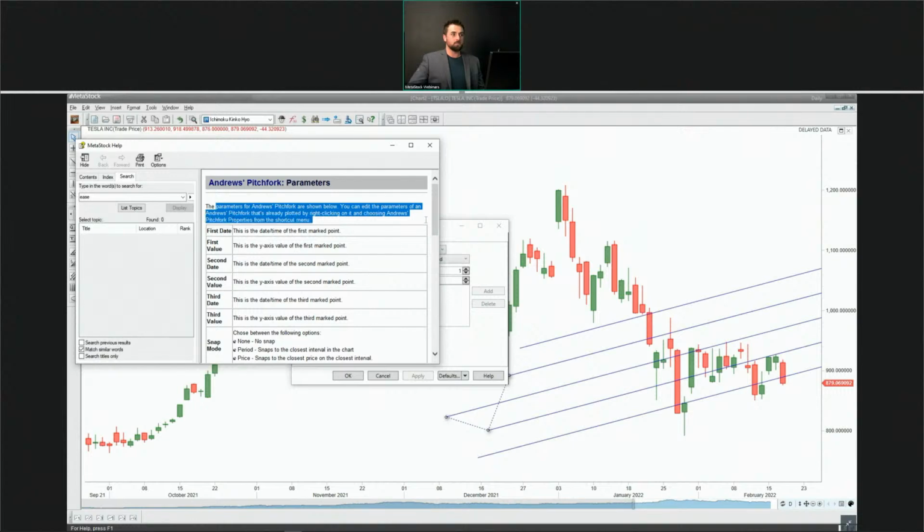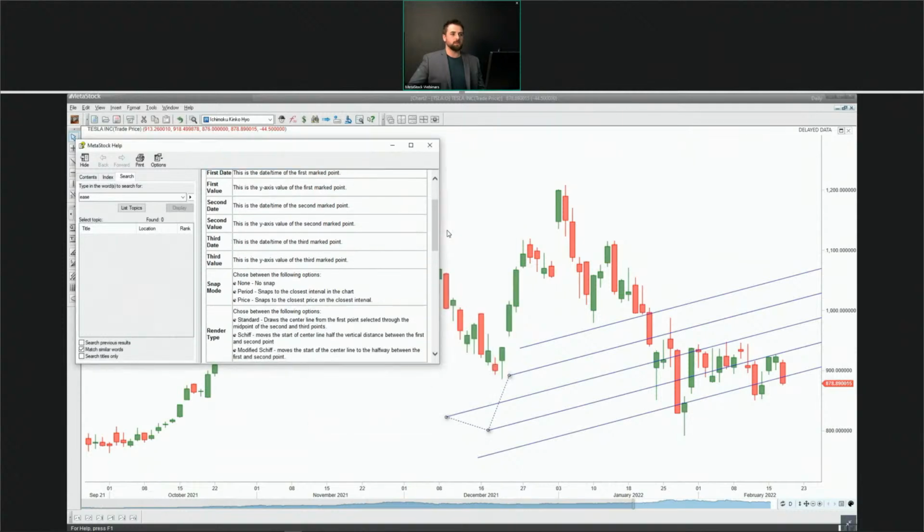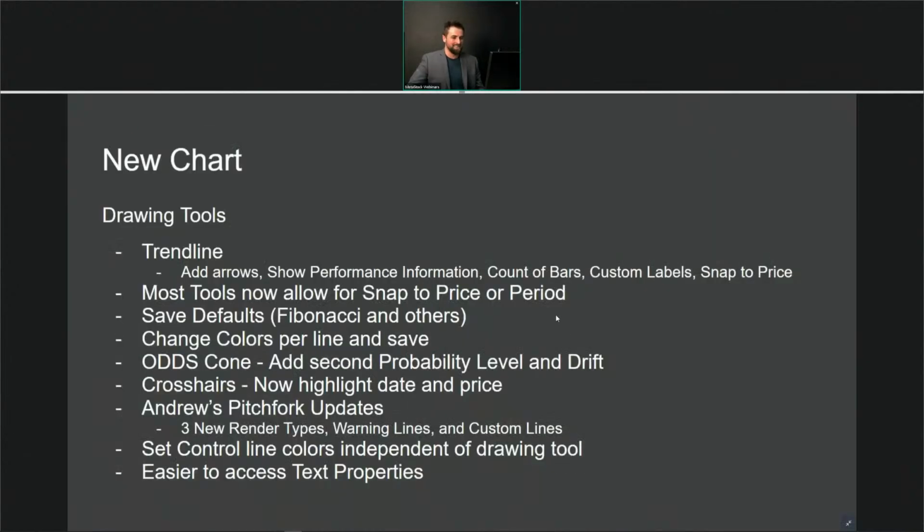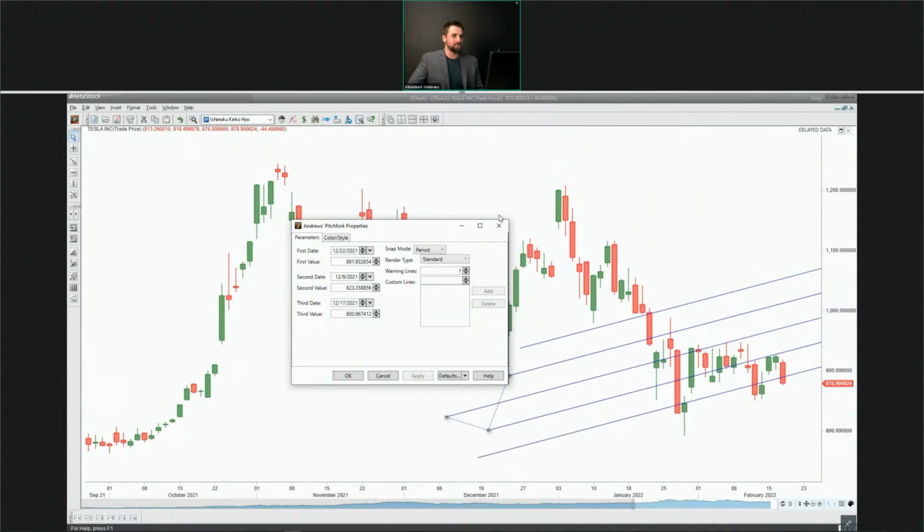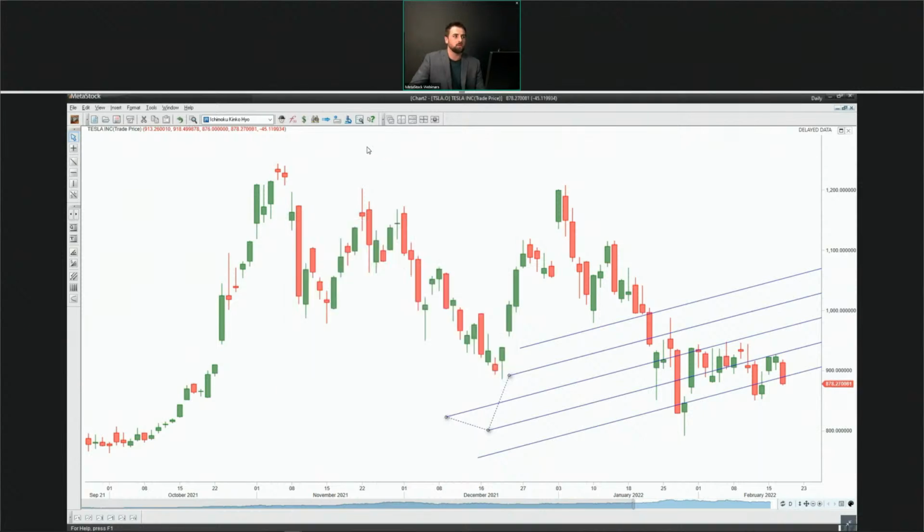You can edit the parameters as well by right clicking on it or double clicking into it to change it. Let me jump back into MetaStock here. All right, and it tells you what everything means in here. It goes over the different details and tells you what they mean, what will happen if you change them, etc. That applies to most of our drawing tools and indicators, or just in general.